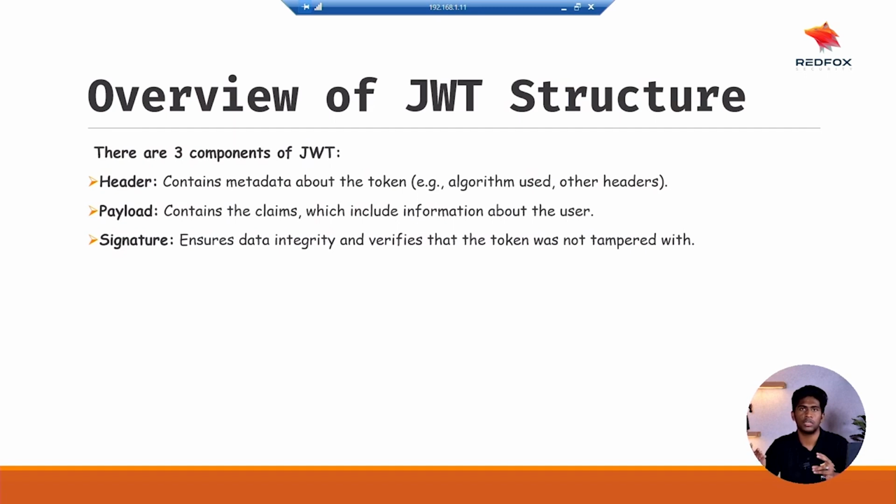In the signature part, what typically happens is the header and the payload, along with the private key or the secret key on the server side, are hashed together to form a signature, which is used to verify the integrity of the JWT token on the server side. So just giving you an overview of what the token looks like.